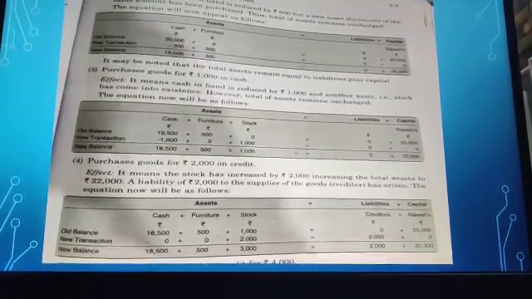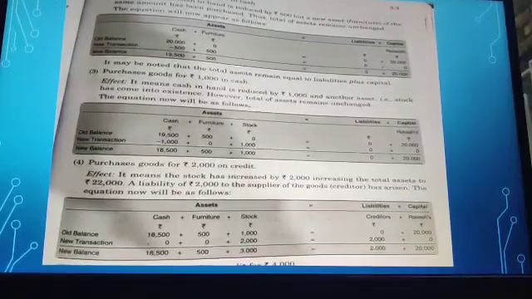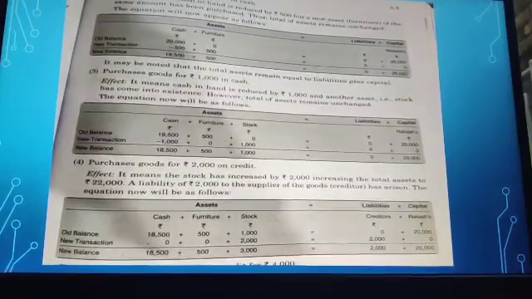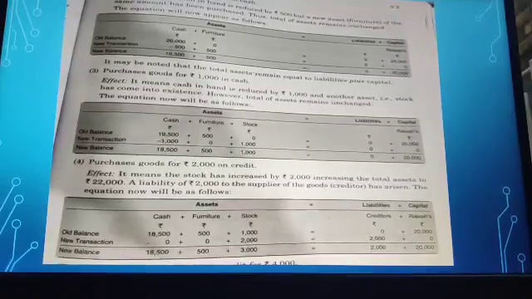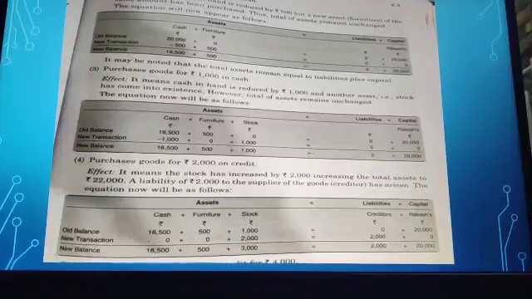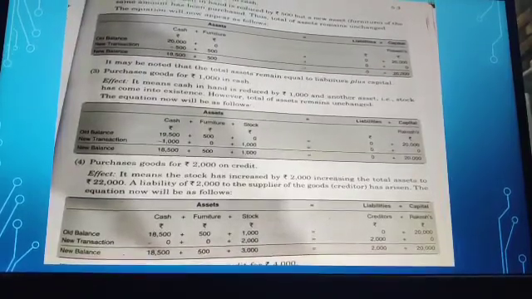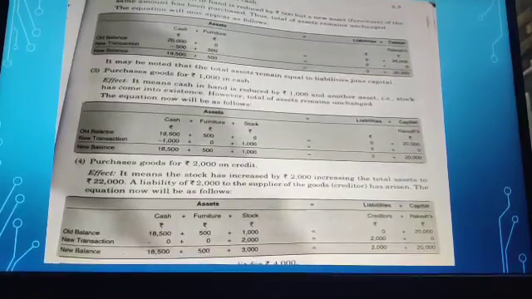That is minus 500 under cash plus 500 under your furniture. Now the new balance comes to 19,500 plus 500, which is equal to 20,000, again bringing your accounting equation into balance. Next, purchased goods for rupees 1,000 in cash.